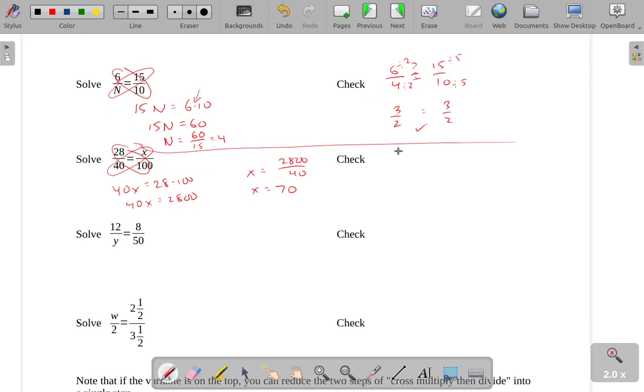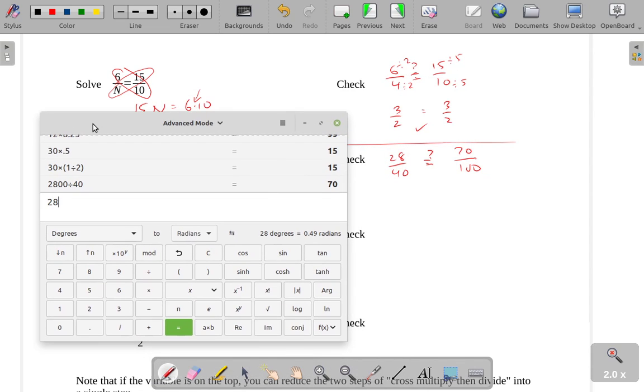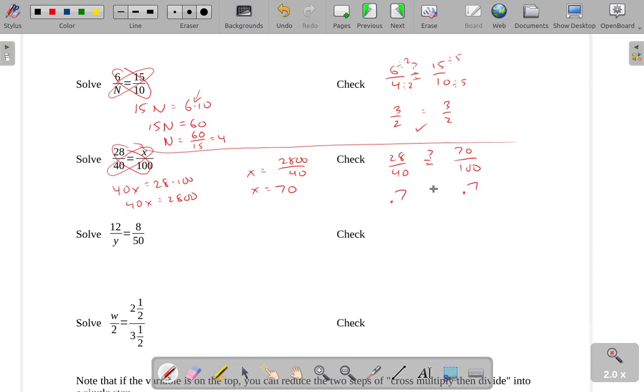Let's look at another way we could check our work here. 28 divided by 40, question mark, equals 70 divided by 100. I could reduce both my fractions, but there's actually a little bit easier way. I'm going to just try typing both of these fractions into the calculator and seeing if they give me the same decimal. So 28 divided by 40 gives me 0.7. 70 divided by 100 also gives me 0.7. So you can see both of these evaluate out to 0.7, and it's pretty clear that these are the same number in that case.